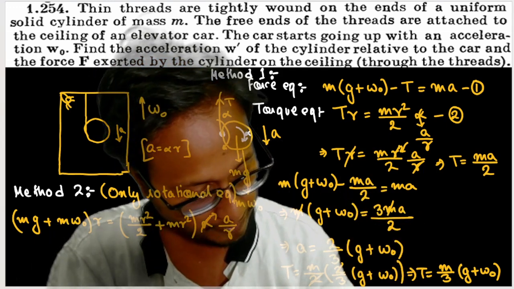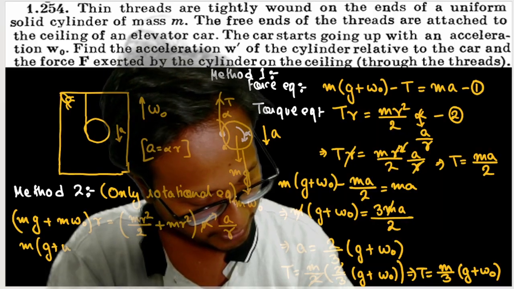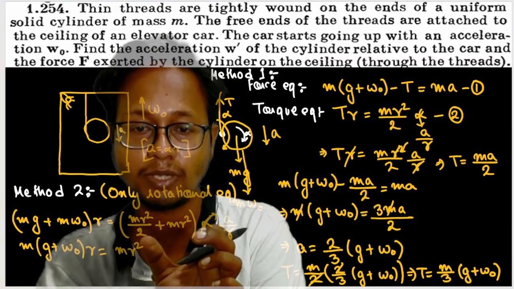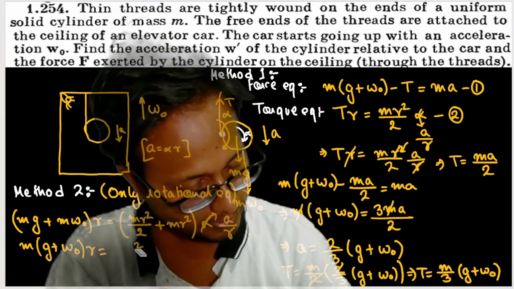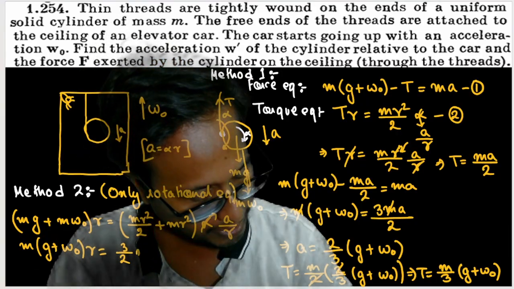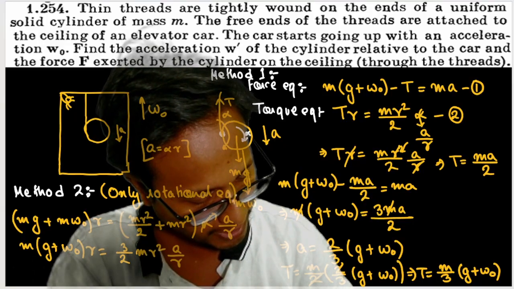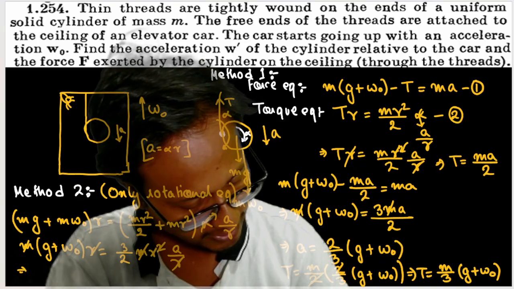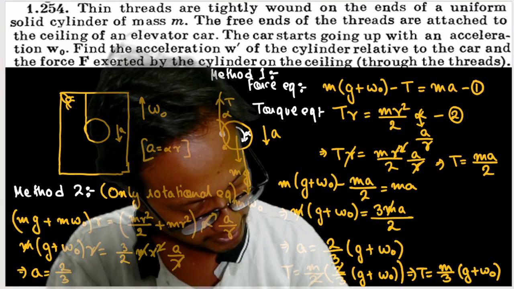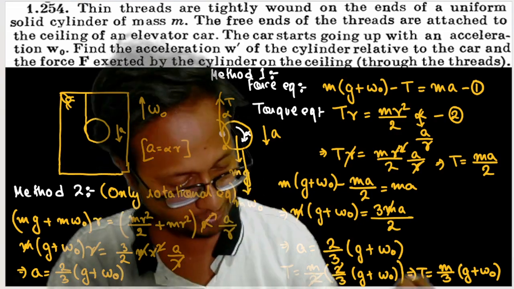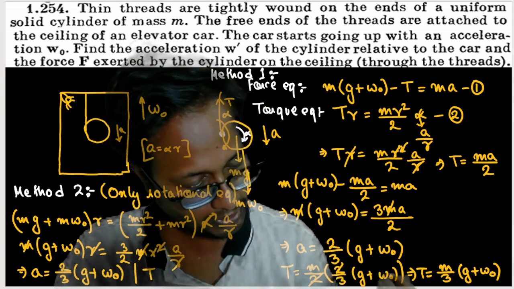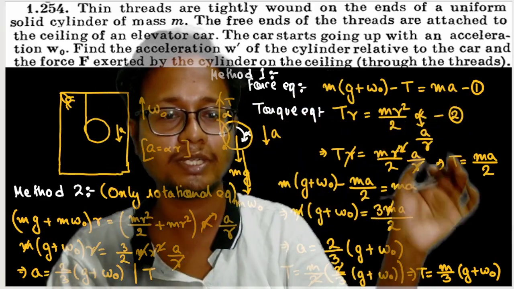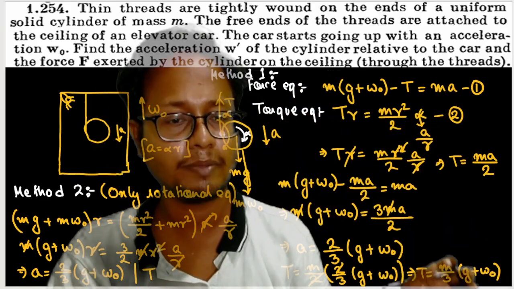Now the problem becomes simple. m into g plus omega naught into R. If I take mR square plus mR square by 2, that is nothing but 3 by 2 mR square. So let me write this as 3 by 2 mR square into a by R. So R and R will be cancelled. m and m will be cancelled. Acceleration is equal to 2 by 3 into g plus omega naught. And tension force, what is the value of tension force? If I use tension force from the first equation, tension force is equal to m by 3 into g plus omega naught.